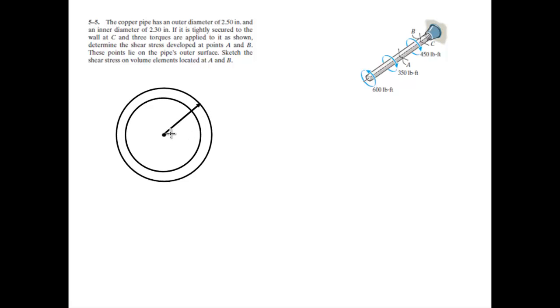The outer radius and the inner radius. Outer radius here would be half of that, 1.25. Inner radius would be 1.15. Okay, so I'm going to slide this down here.